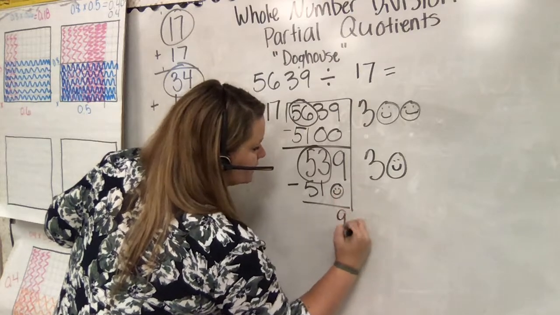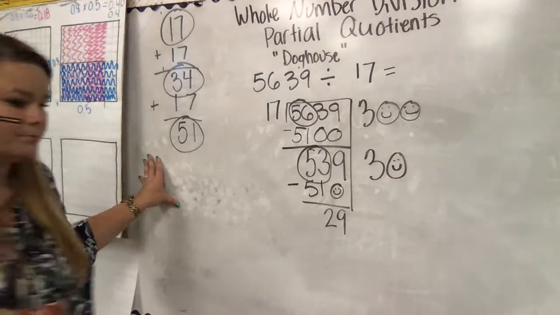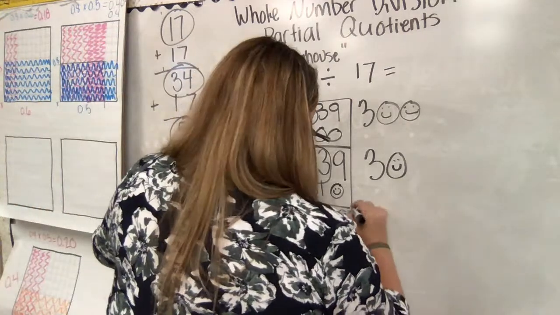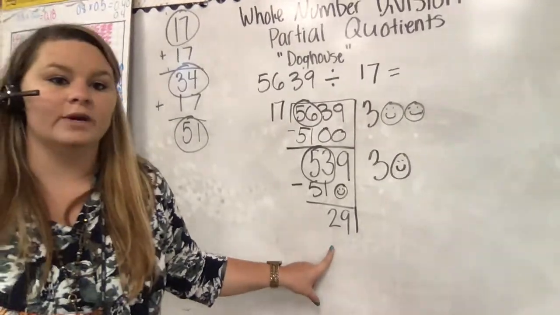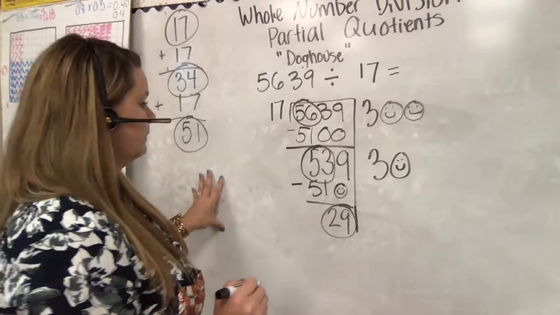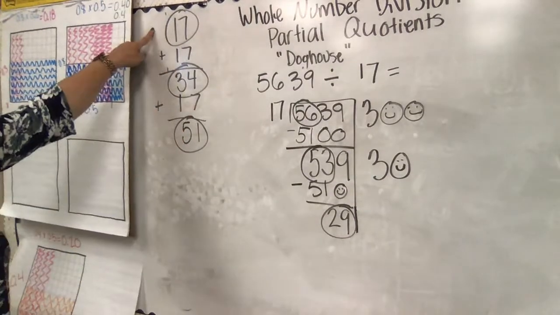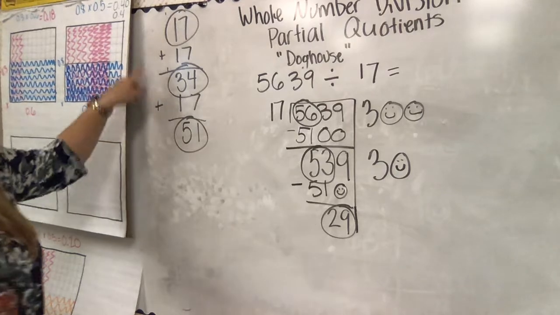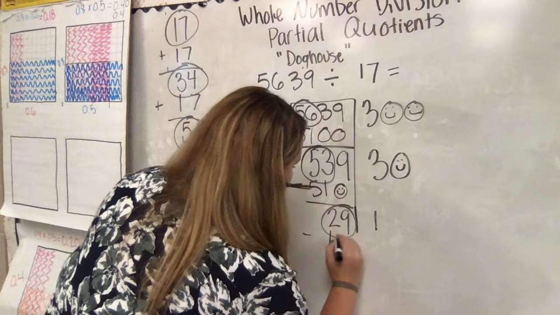9 minus 0 is 9. 3 minus 1 is 2. So I have 29. Now, will 17 go into 29? It will, because 29 is larger than 17. So I'm going to circle the 29. 17 will go into 29 how many times? Just once, because 2 times is too large. So I'm just going to put a 1 here. 17 times 1 is 17.